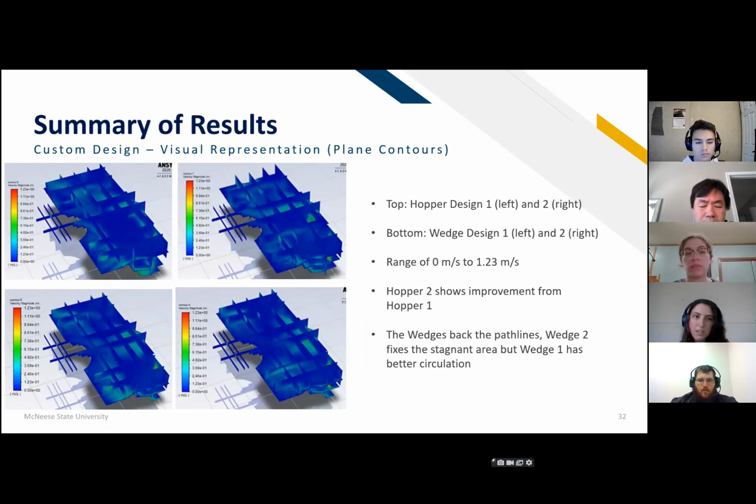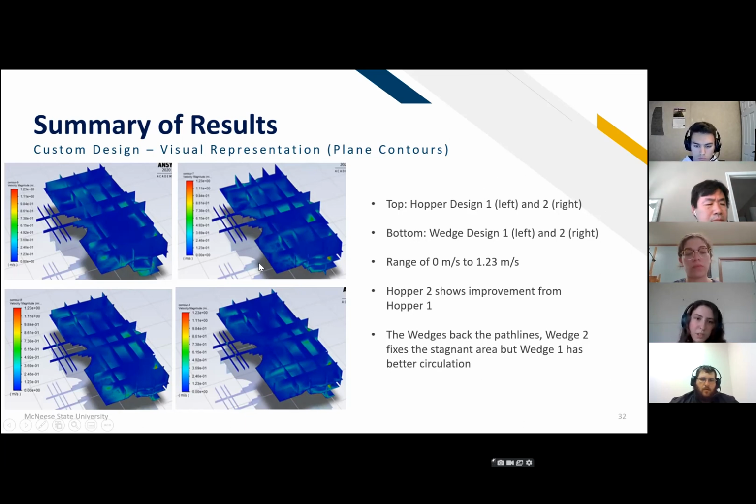So again, the hopper designs are on the top and the wedge designs are on the bottom, and these have a range of 0 meters per second to 1.23 meters per second. Looking at hopper 1, you can see that there's a large stagnant area in the middle, but overall, there's good circulation throughout the pool on the bottom a little bit. Moving on to hopper 2, you can see that some of it was fixed. There's still a little bit, and the overall circulation on the left decreased a little bit. But overall, the circulation on the right improved.